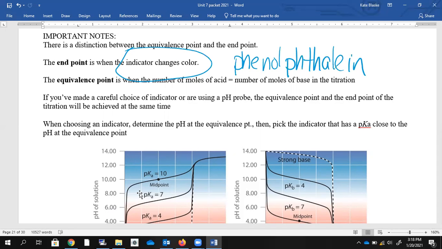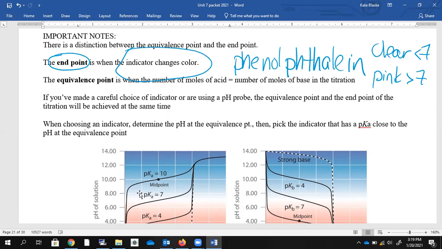Phenolphthalein is clear when it's in an acid, if our pH is less than 7, and it is pink if our pH is greater than 7. So that's a very nice indicator to use if we're trying to figure out whether something is acidic, basic, or neutral. We say that the point at which that indicator changes color is the end point. So we want to try and get the end point of that indicator as close to the equivalence point of our titration as we can. Remember, the equivalence point is where the number of moles of acid equals the number of moles of base in our titration.